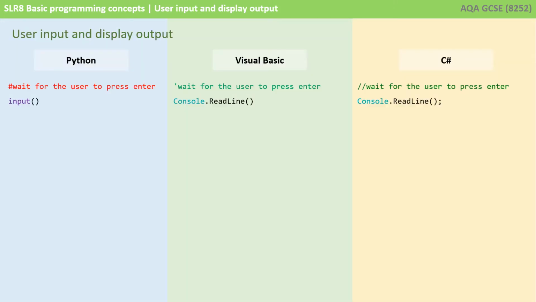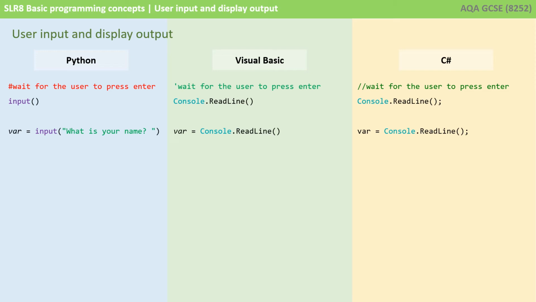Now, in your examination, you'll be required to write in high-level language code, and depending on the language you've been learning, AQA support exam answers in either Python, Visual Basic, or C#. So we're just going to run through some various input and output lines of code in the appropriate language that you've been learning. So the first one shown here for all three languages simply waits for the user to press enter.